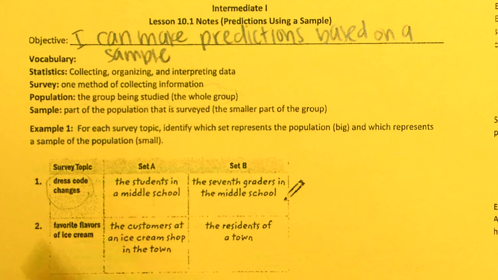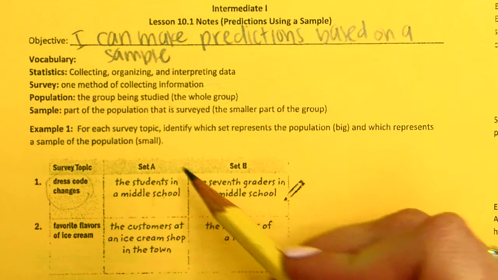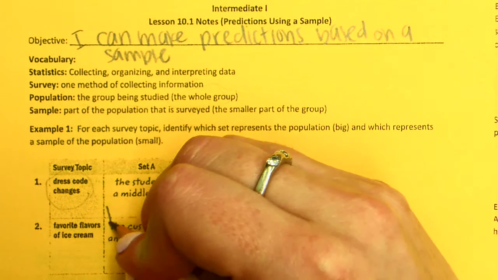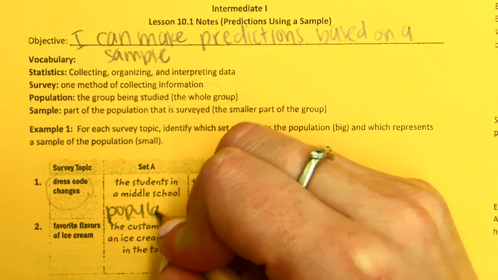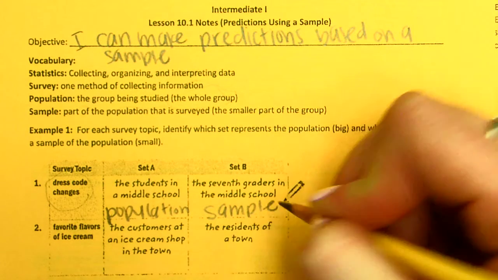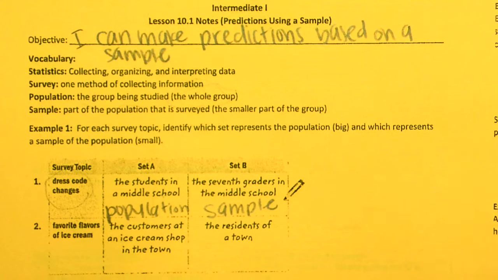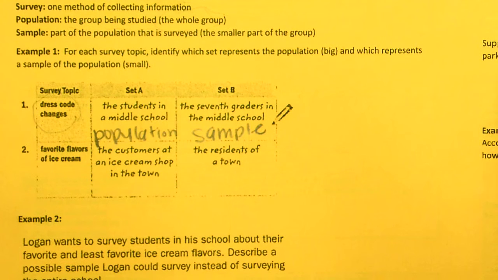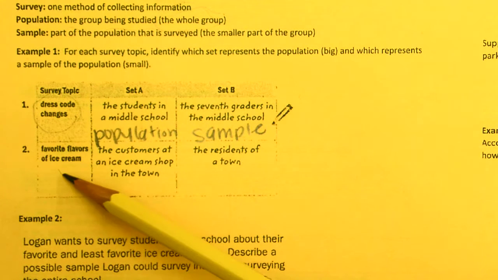So we wanted to do a survey on dress code changes. Set A is the students in the middle school. Set B is the 7th graders in the middle school. Since set A represents the whole group that we're studying, this would be the population. And then 7th graders could be the sample. That could be a group that we picked to survey instead of surveying the whole school, because that would take too long.